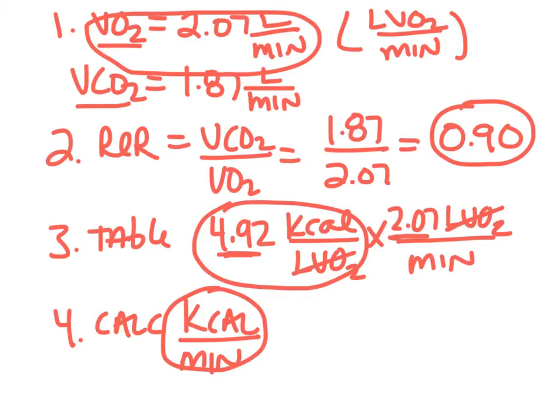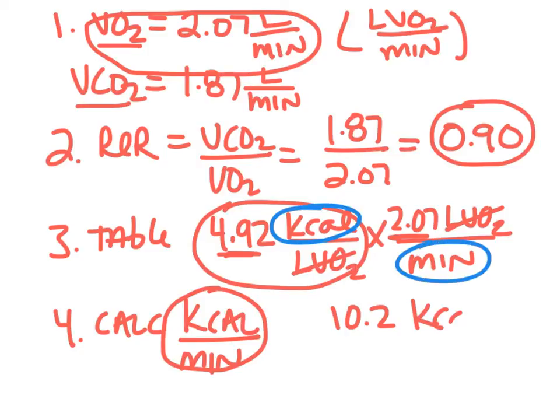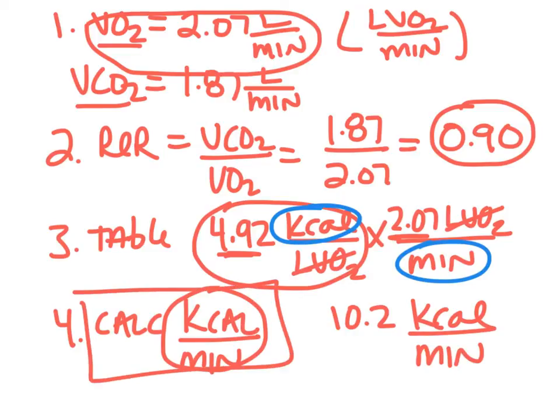4.92 times 2.07 gives you 10.2, okay, and the units are calories per minute. Okay, that was our goal, was to calculate caloric expenditure, and now we've done it. So the question was, here's his VO2. How many calories is he burning? He's burning 10.2 calories per minute. Okay. So it's very simple.